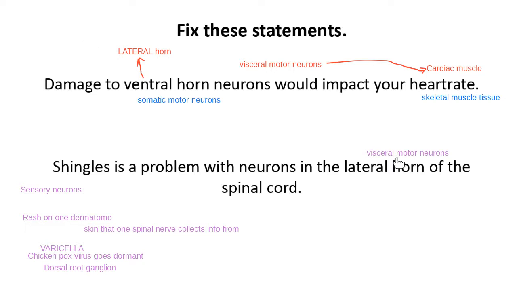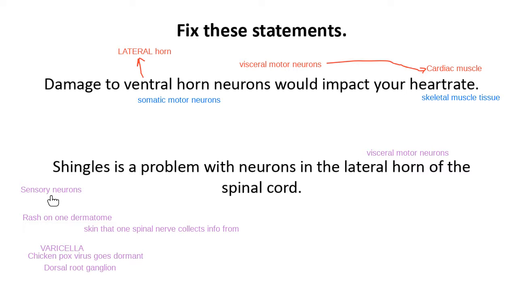When we talk about visceral motor neurons, that's not sensory neurons, right? Shingles is not a problem with visceral motor neurons. Gloria asked the clarifying question of what visceral means. Visceral means organs. So those are the kind of motor neurons that control the muscle in organs, smooth muscle and cardiac muscle. My organ muscles are in the lateral horn. Shingles is not a problem with motor neurons at all. It's a problem with sensory neurons.